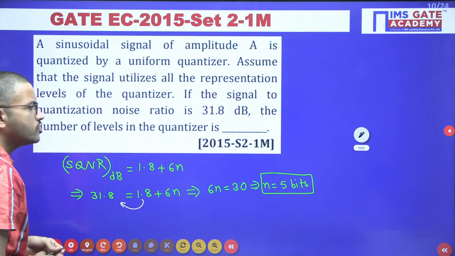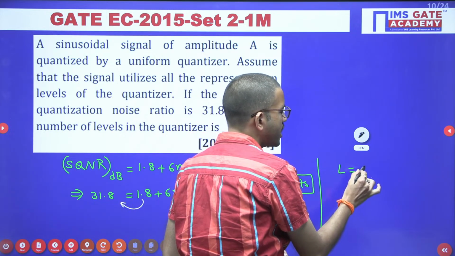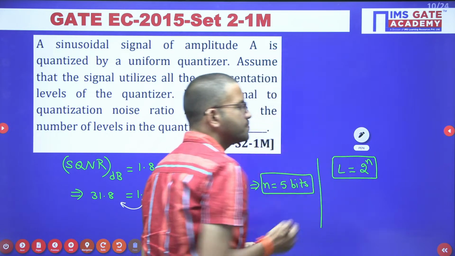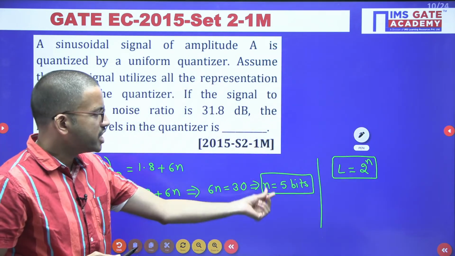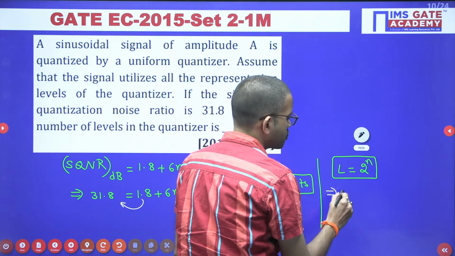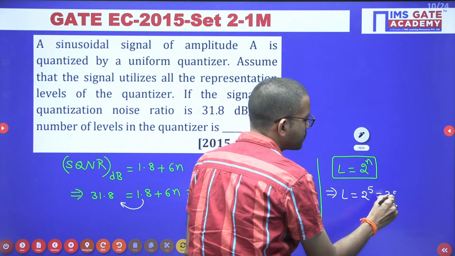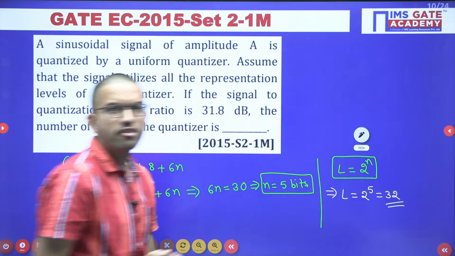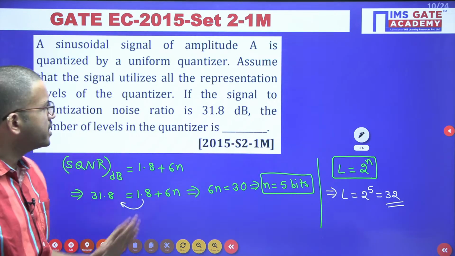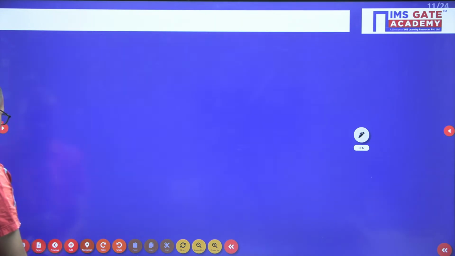I hope all of you know this formula regarding the relation between the number of quantization levels and the number of bits. That is nothing but L equal to 2 power n. Just now we got n value 5, you can substitute here. So L equal to 2 power 5, that is nothing but 32. So they are asking the number of quantization levels, those are nothing but 32. It is a very simple, direct formula based question. I will show the next question.